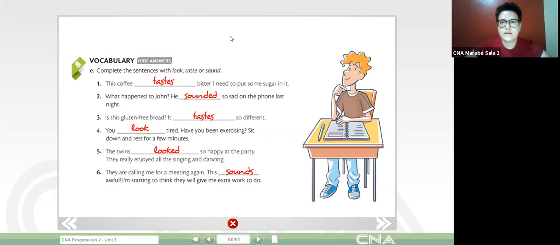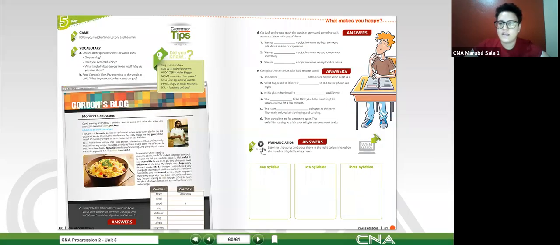And of course, I think you understood that in numbers 2 and 6, we use the verbs in the past because they're talking about past situations. So what happened to Joe already gives me the idea that this verb is also going to be in the past. And in number 5, they really enjoyed all the singing and dancing, so this already gives me the idea that the other sentence is also in the past. Moving on. Now we are finished with activity 8.